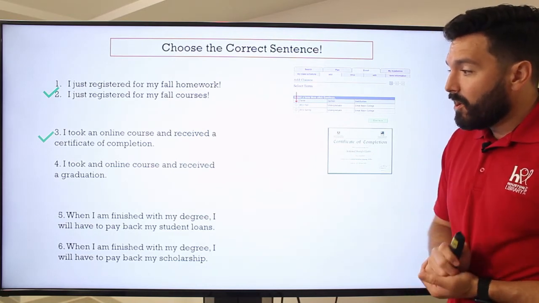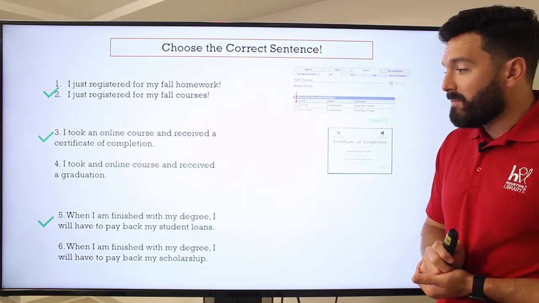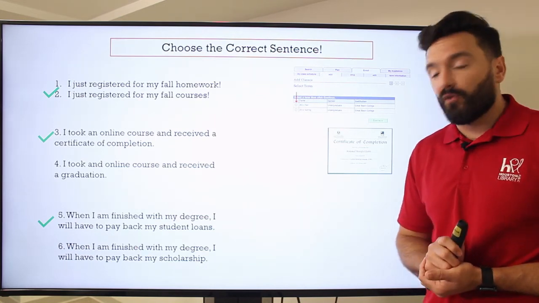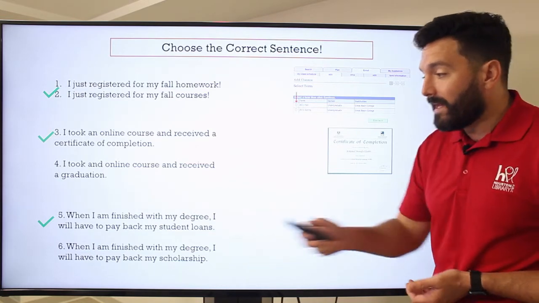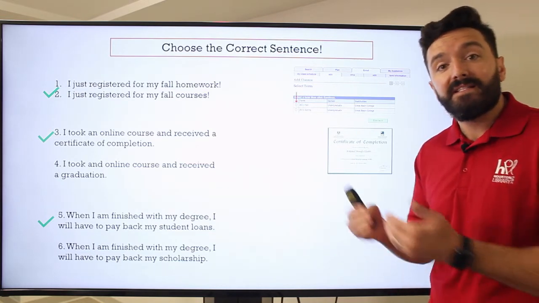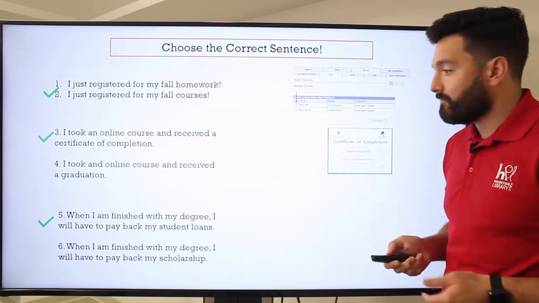And then finally, when I am finished with my degree, I will have to pay back my student loans, unfortunately. Yes, you might have to pay back those student loans. You will not have to pay back a scholarship. That money is given to you, whereas loans you must pay back, right?